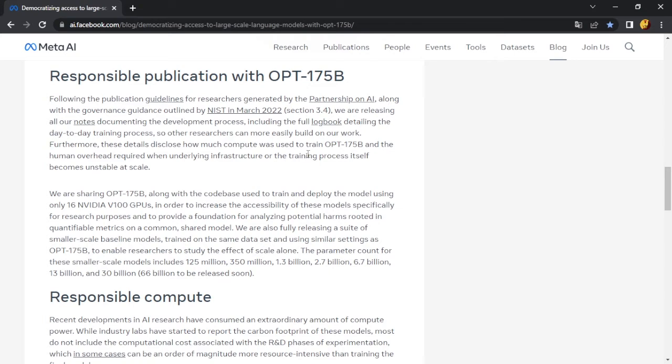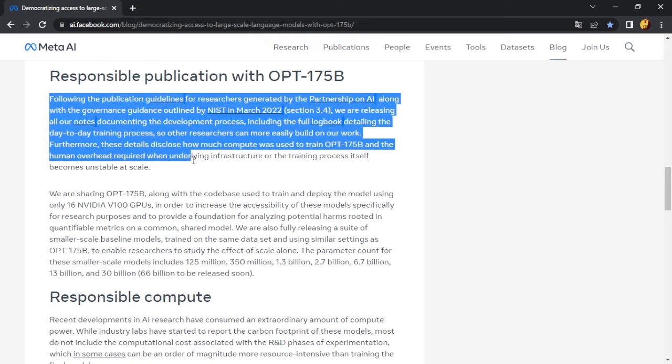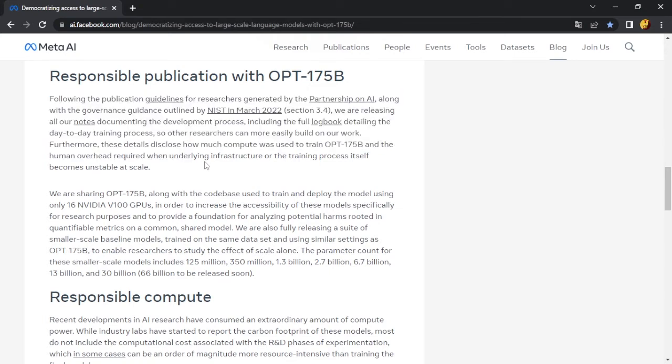So they are doing something similar to what OpenAI did back in the day, which is limiting the access to this model. So following the publication guidelines for researchers generated by Partnership on AI, I don't think they can publish this model publicly yet. Someone might have to do that because of the implications. I think this is kind of overblown a little bit.